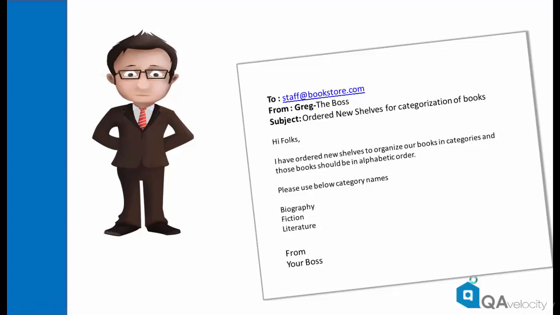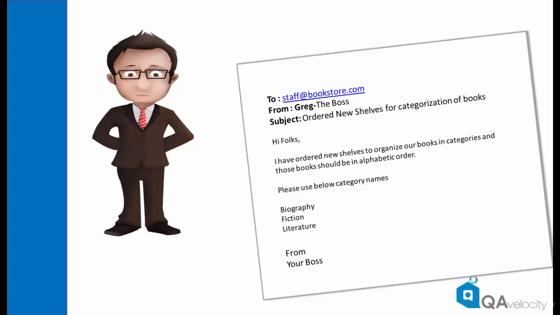Let's talk about the bookstore. Greg was on a vacation. When he returned to the bookstore, he identified that the bookstore was badly organized. Employees kept books of different categories on any of the shelves where they got empty space. It was tough to find a book when a customer asked for a particular category. So to resolve this issue, Greg ordered new bookshelves to organize books in categories, and all the books need to be in alphabetic order.